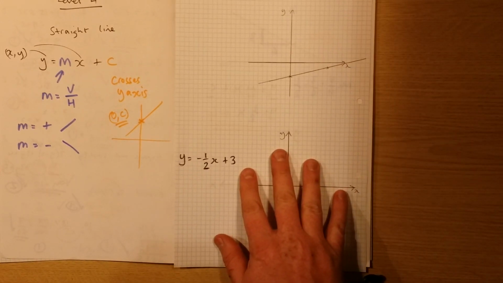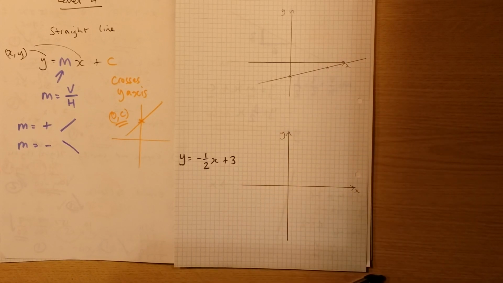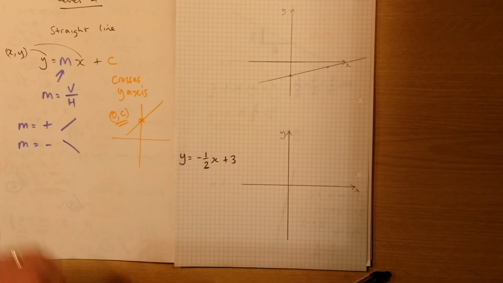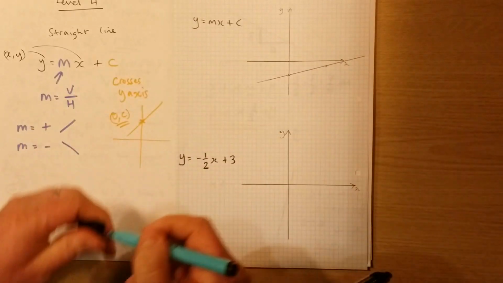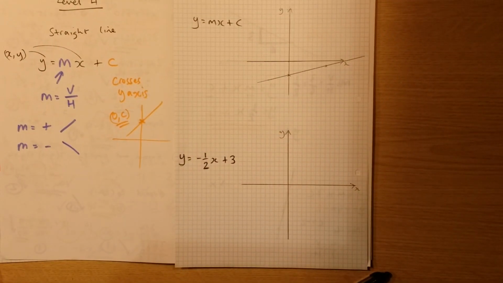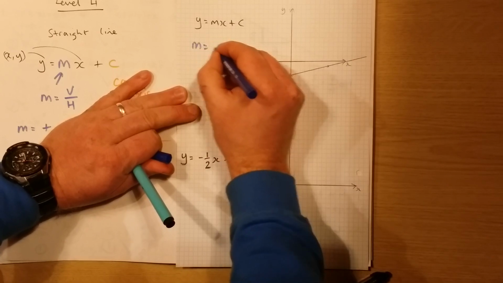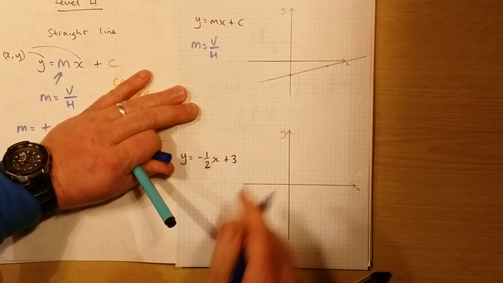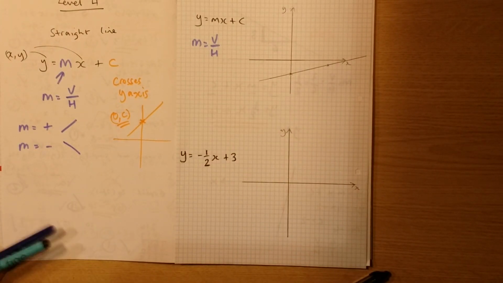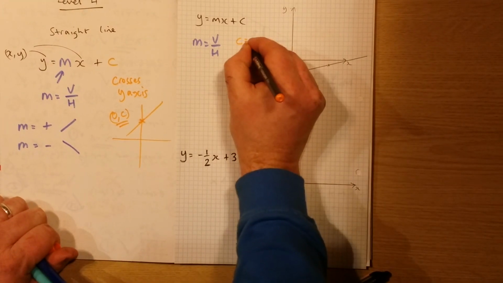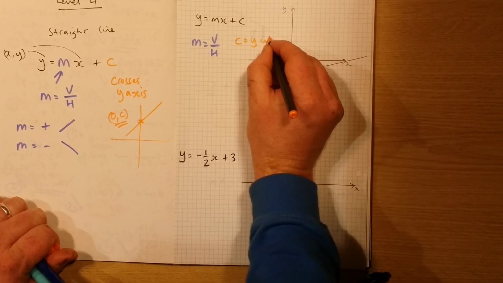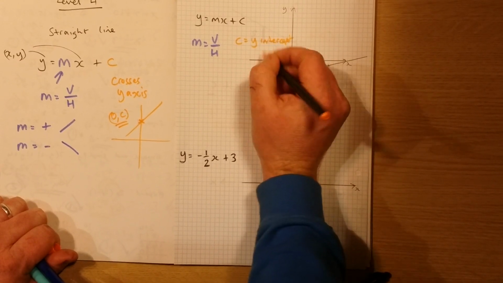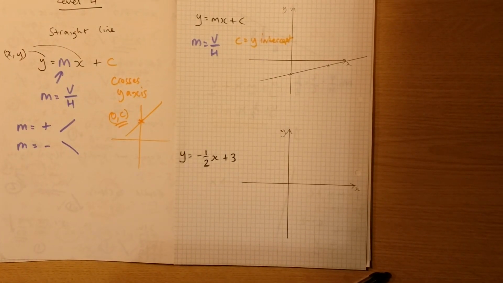So over here, you can see that I've got a line here, and I have to write down the equation of the line. Now first of all, I need to know that I'm going to be using y equals mx plus c. Now you should know by now that m is the gradient, which is the vertical distance over the horizontal distance. And you should know also that c is where the line crosses the y-axis. So the y-intercept, or where it crosses the y-axis.